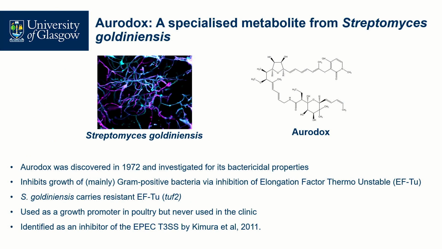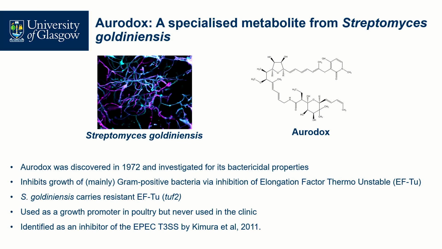And the molecule I work on specifically is Orodox. It's a molecule produced by Streptomyces goldeniensis. And this is a case of repurposing a molecule because it was discovered all the way back in 1972, and it was originally investigated for its ability to inhibit the growth of gram-positive organisms. But it didn't make it to the clinic. It was, like a lot of shelved antibiotics at the time, used as a growth promoter in poultry. And actually we understand its mechanism of action in this context very well. We know that it binds to elongation factor 2, which is a protein essential in the protein synthesis cycle. So by blocking this, it causes cell death in gram-positive organisms.